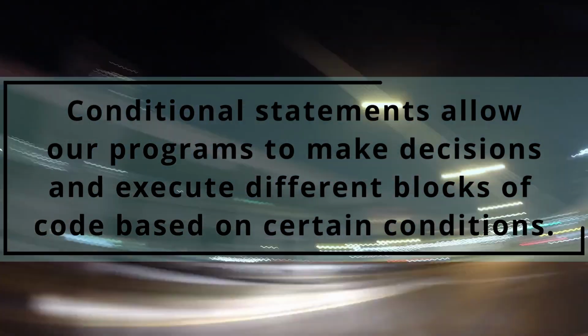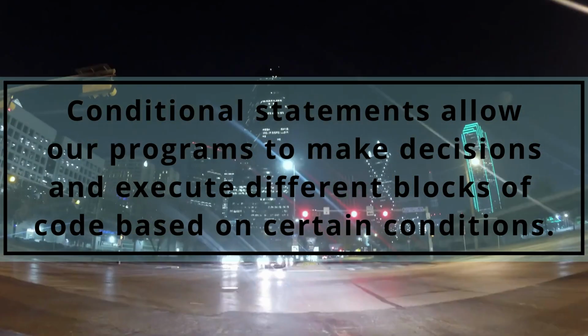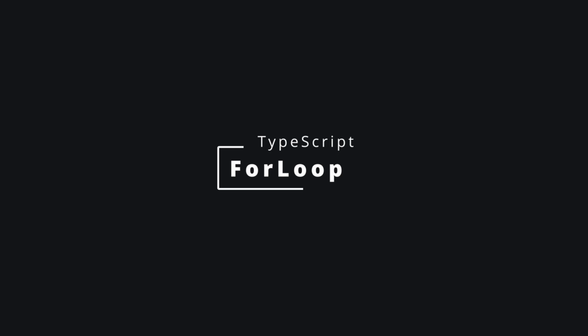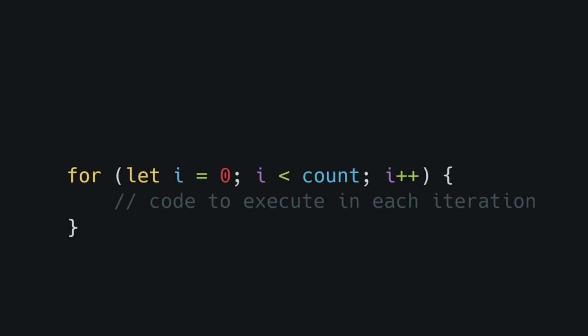Now that we have covered the basics of conditional statements in TypeScript, let's move on to control flow statements. Control flow statements allow us to control the flow and execution of our code based on certain conditions or loops. One of the most common control flow statements is the for loop. The for loop allows us to repeatedly execute a block of code a specific number of times.